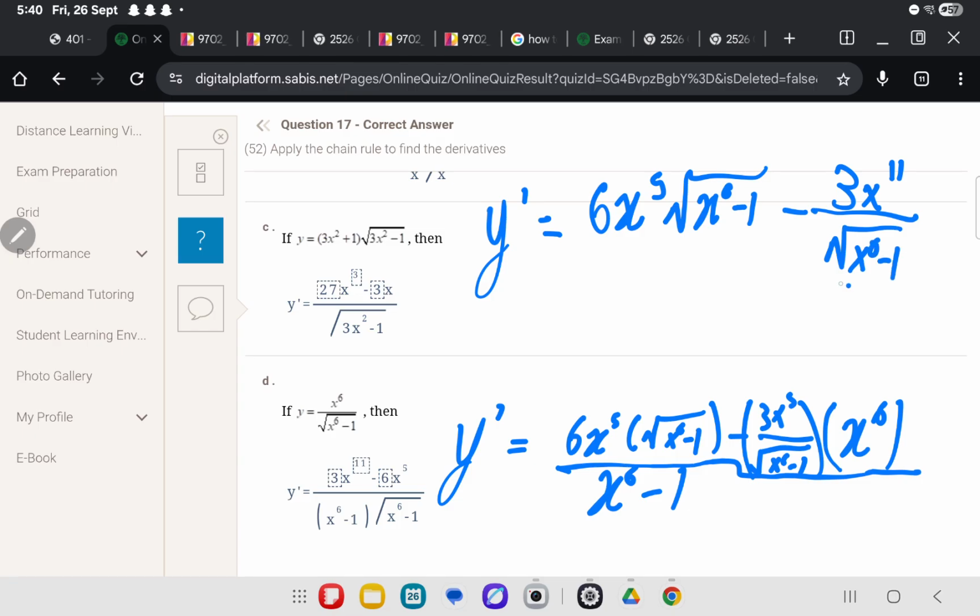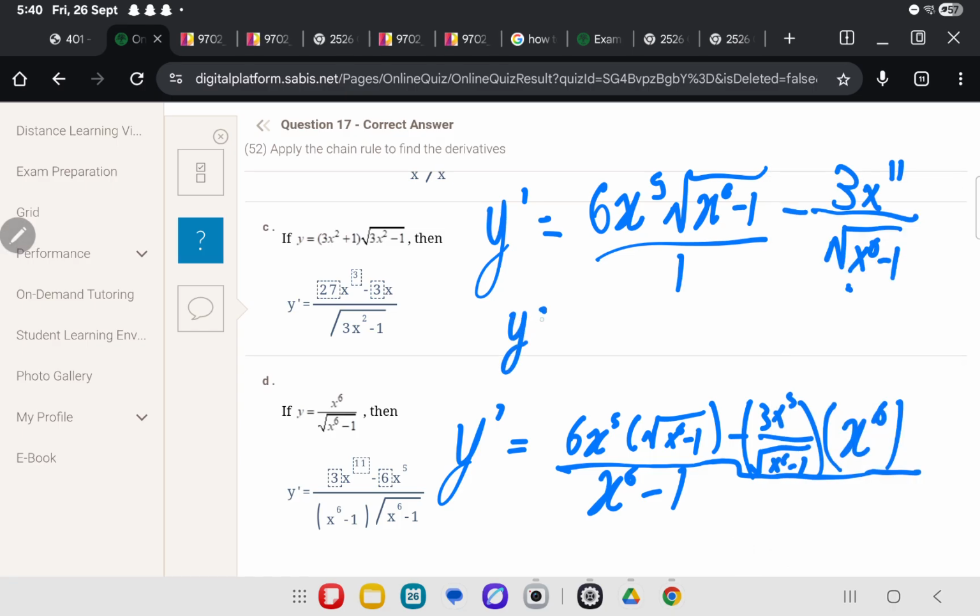Now, I have to multiply, this is over 1, right? And then obviously I'm not forgetting x to the power of 6 minus 1. But I'm not going to write it down because it's going to take up too much space. I'll write it down in the end. I need this to be common denominators. What will make 1 go to radical x to the power of 6 minus 1? I'm going to multiply up and down by radical x to the power of 6 minus 1.